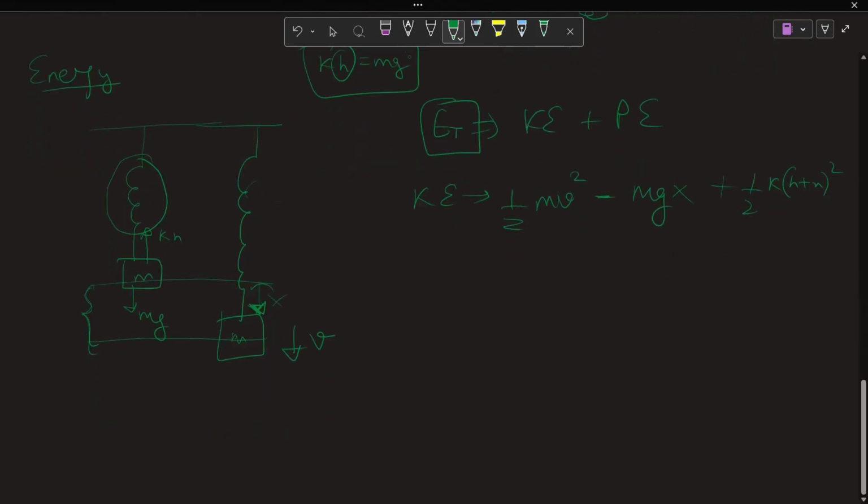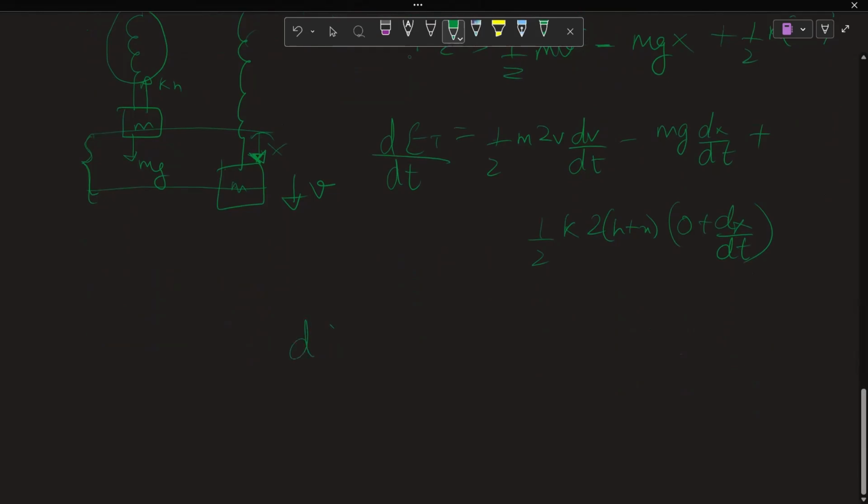Yes. So we have this total energy, E_T, we know the equation. Now differentiating it with respect to time, what we'll get is half m 2v dv by dt (product rule), minus mg dx by dt, plus half k 2 times (h plus x) into (0 plus dx by dt). I'm just writing it.